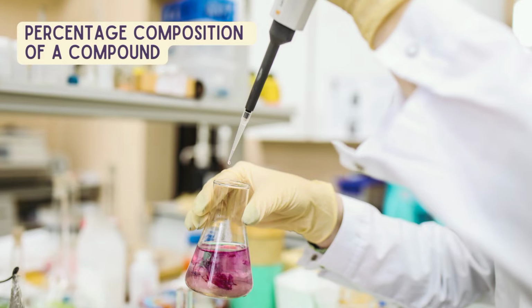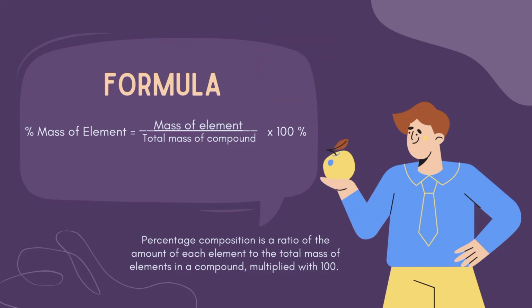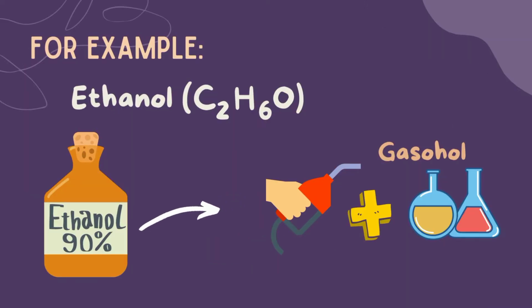of substances. Thus, you need to know how to calculate the percentage composition of compounds, and this is our formula. Simply, percentage composition is a ratio of the amount of each element to the total mass of elements in a compound, multiplied by 100. Let's have an example.